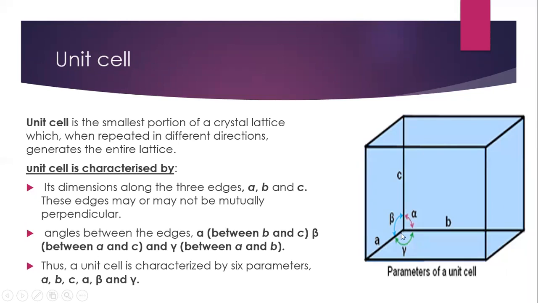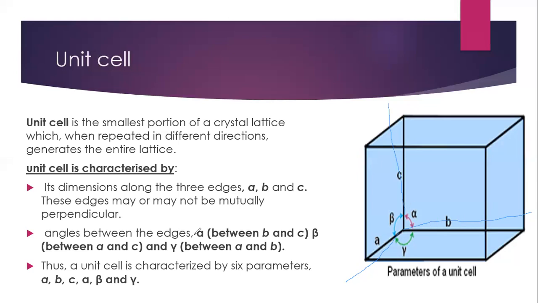What this means? Look, these three edges, if I select three edges, like edge A, this is an edge A, this is an edge B and this is an edge C. These three edges are meeting at one point. So these three edges may or may not be perpendicular to each other. Right now in this structure these three edges are looking perpendicular to each other. And these three edges are represented by A, B and C.